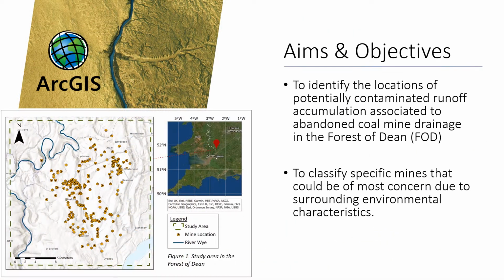Using the mapping software ArcGIS, this study's purpose was to identify the locations of potentially contaminated runoff accumulation associated to abandoned coal mine drainage in the Forest of Dean, and secondly to classify specific mines that could be of most concern due to the surrounding environmental characteristics.